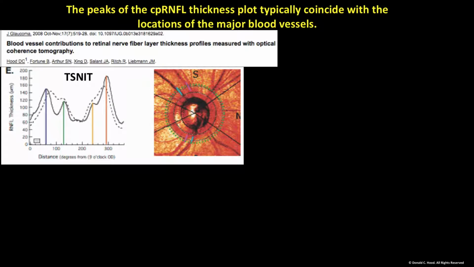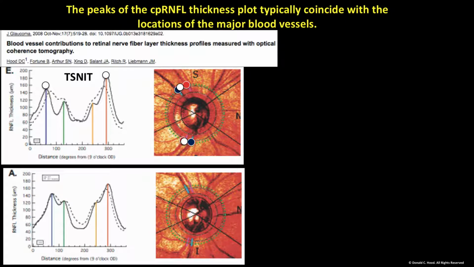This was when we did the study, this was actually the original time domain machine, I believe. So this is all in a TSNIT plot. So we marked the locations by hand of the superior vein, the major superior artery, right? And then we marked the superior peak of the retinal nerve fiber layer profile, and that's where it falls. By the way, the dashed line here is the average of normals. Did the same thing for the inferior temporal artery and vein, and the inferior peak, and that's where it fell.